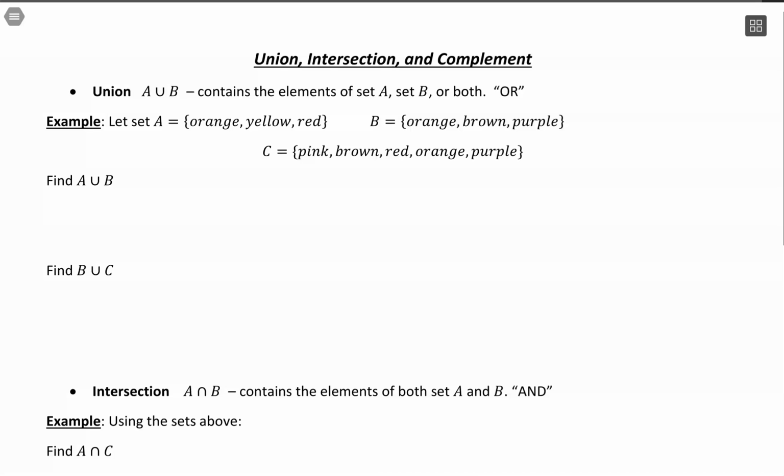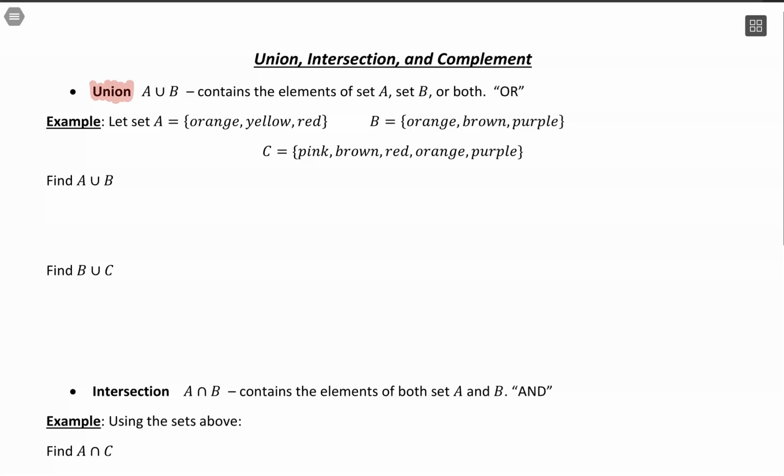We may become interested in, if we have all these different sets, where they overlap, or what a set would look like if we combine them together. And then if we have all of these sets, maybe we just want to know what's not in one of the sets. So that's the idea of union, intersections, and complements. So let's start off with unions.